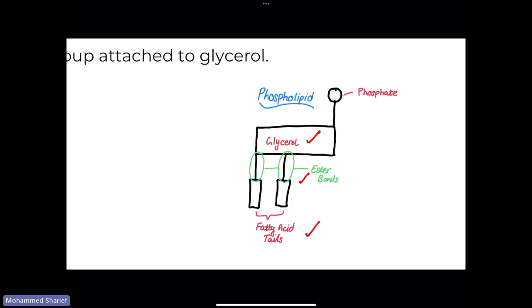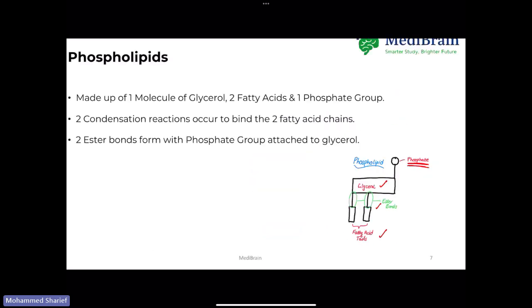But the only difference over here is that you have a phosphate. Okay, now you're probably thinking, phosphate, why the hell is that there? Well, I will explain that on the next slide. But the easiest way, it's phospholipid. Phosphor is hinting at something to do with the phosphate. That's why you know that there are not three fatty acid tails. There are two and one phosphate.